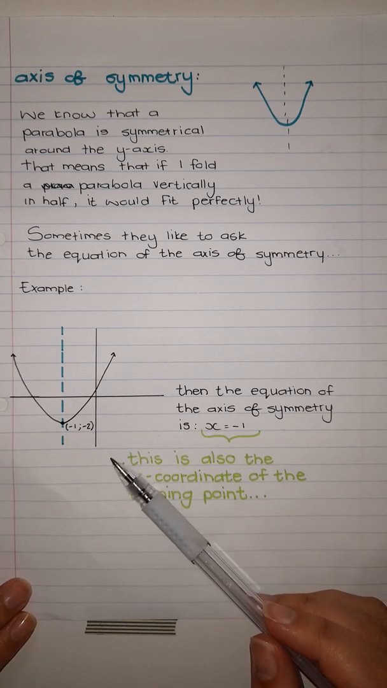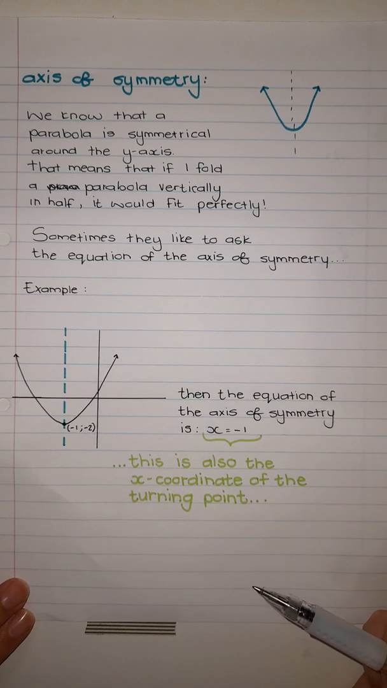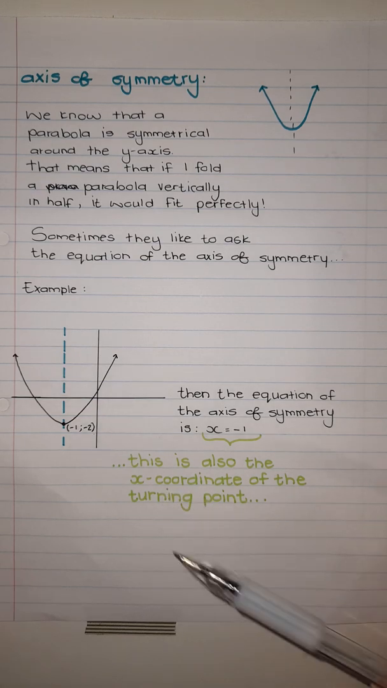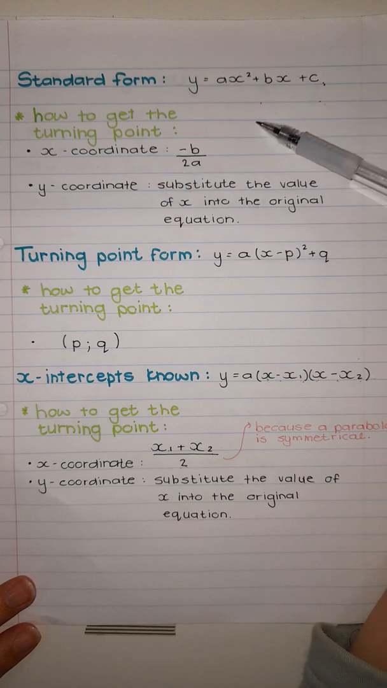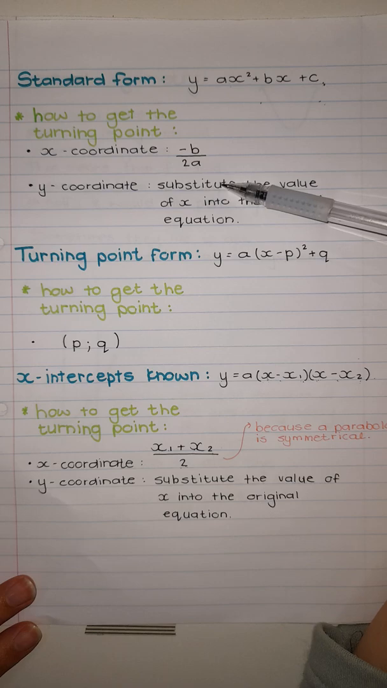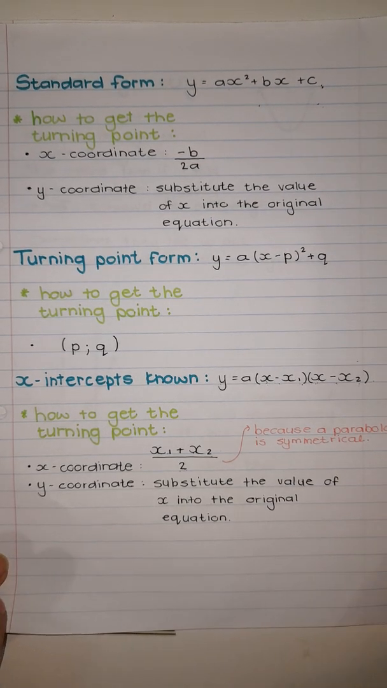This is easy marks you can get, and they love to ask this question. It is a level 1 question because you can just read it. The only way they can make this difficult is when they give it to you in standard form and ask you the axis of symmetry. You first have to find your turning point and then you can give it. That's the only way it can become difficult.